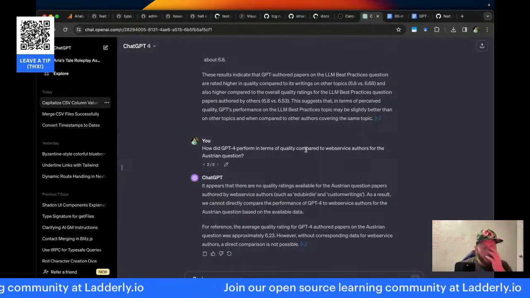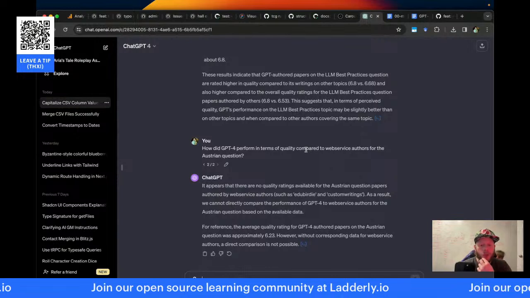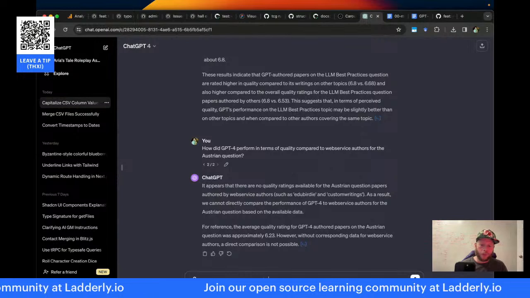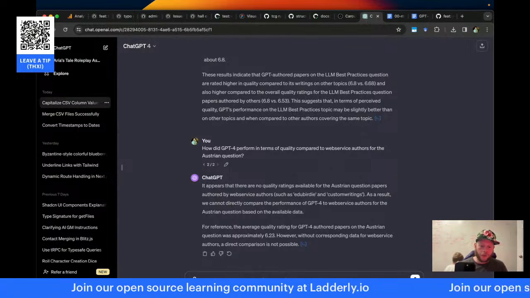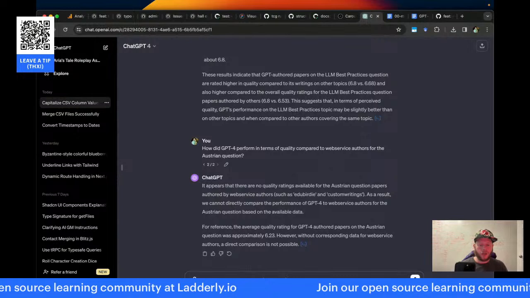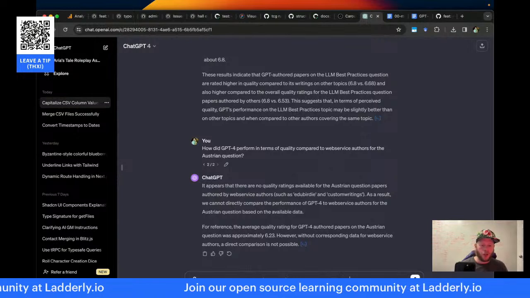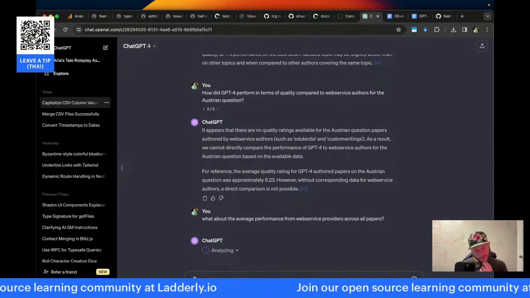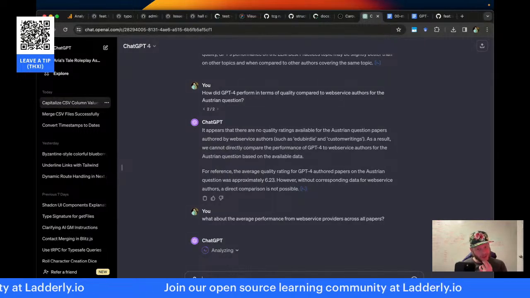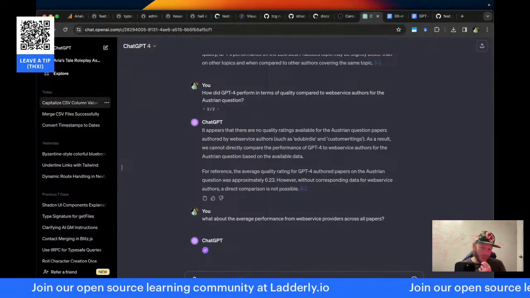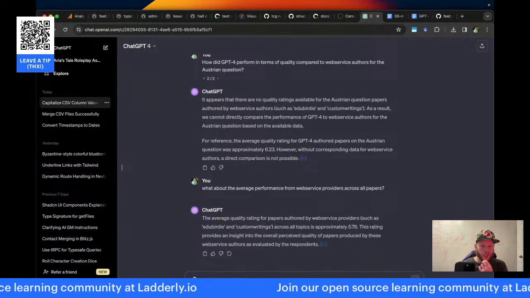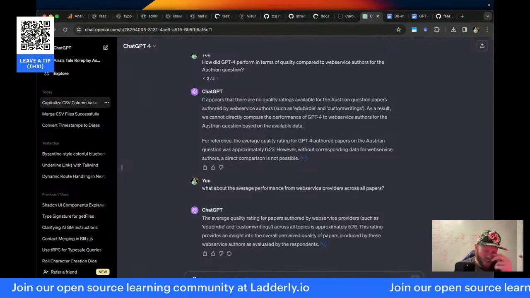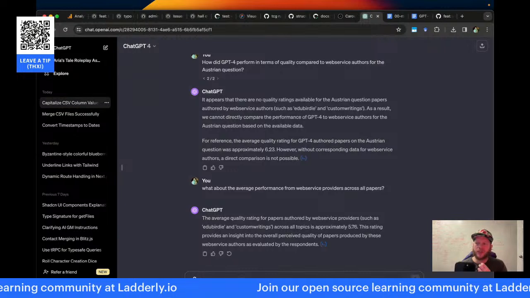The average quality rating for GPT-4 authored papers on the Austrian question was 6.2. What about the average performance from web service providers across all papers? Oh, okay. So we have a reason to think it's better than those.